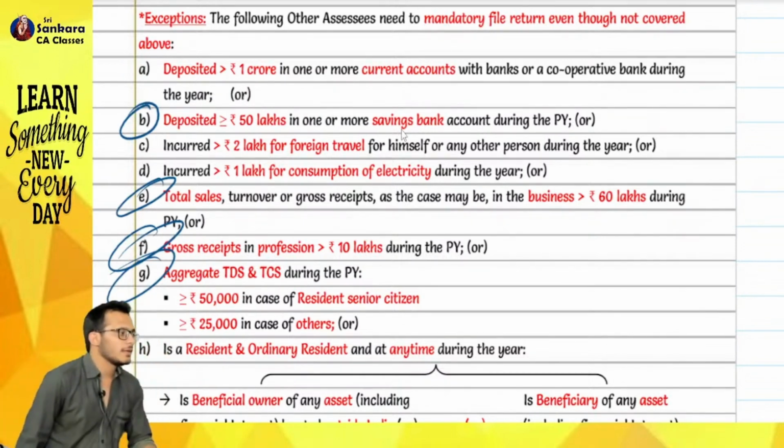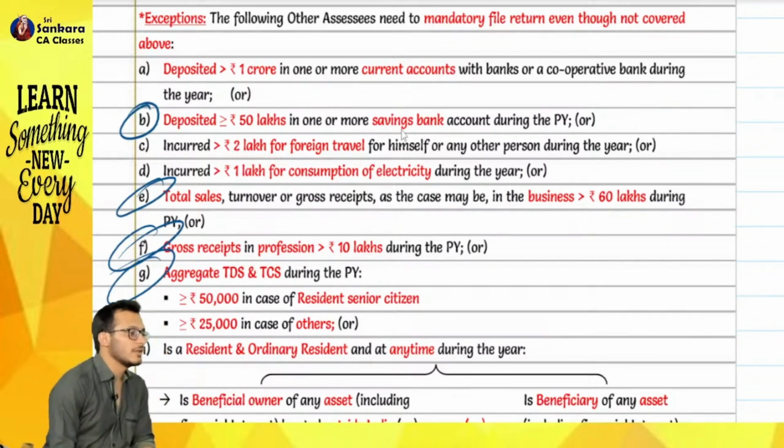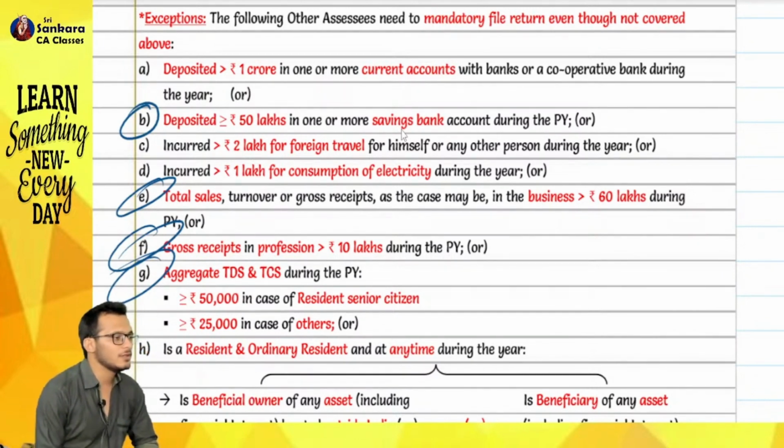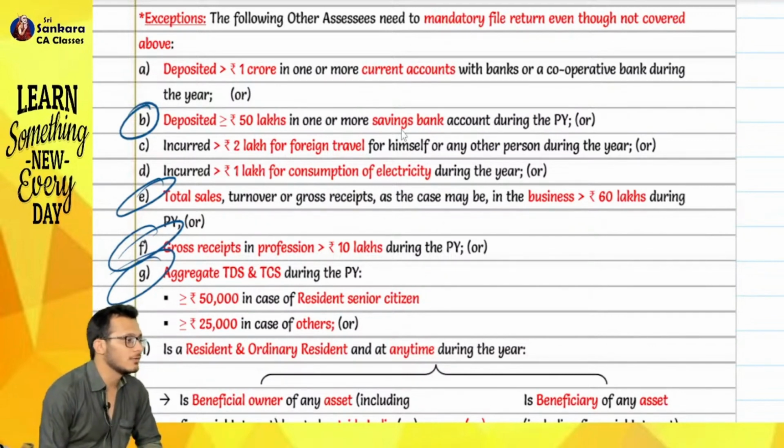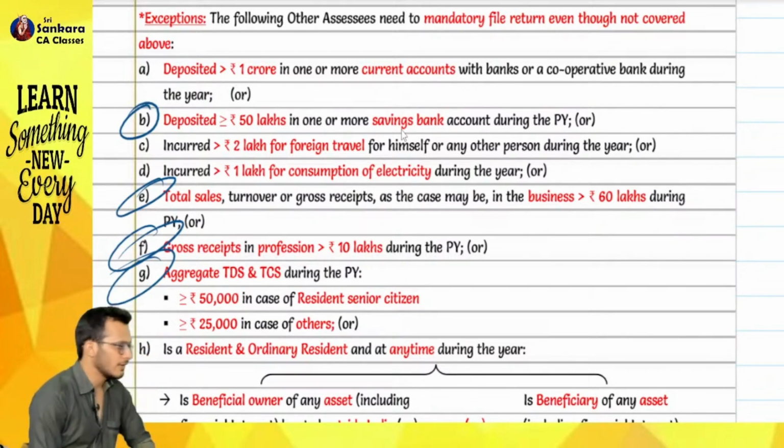What are they saying? If you have deposited in a current account more than 1 crore, if you have deposited in savings more than 50 lakhs, if you have gone for foreign travel and incurred 2 lakhs, if you have incurred for electricity 1 lakh, if someone has deposited TDS for you, for a resident senior citizen 50,000, non-senior citizen 25,000, and if you have a business turnover of more than, profession turnover of more than, in these scenarios you need to file a return of income, mandatory, even if you don't have income. Clear?